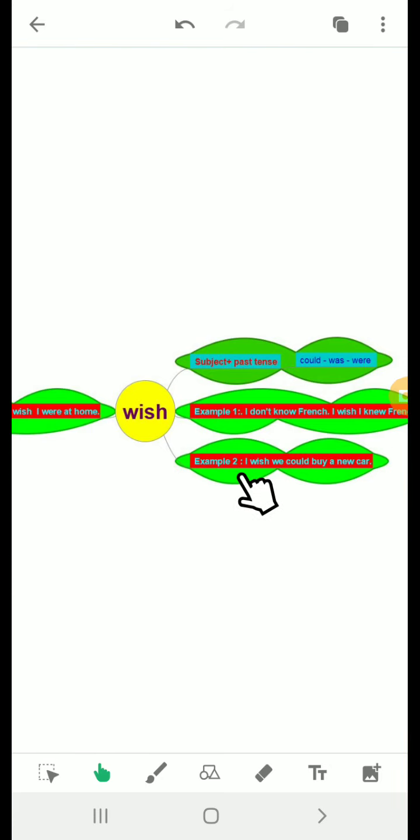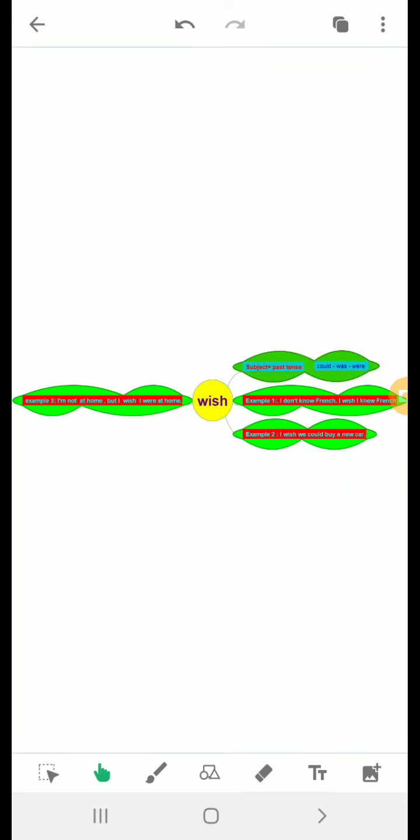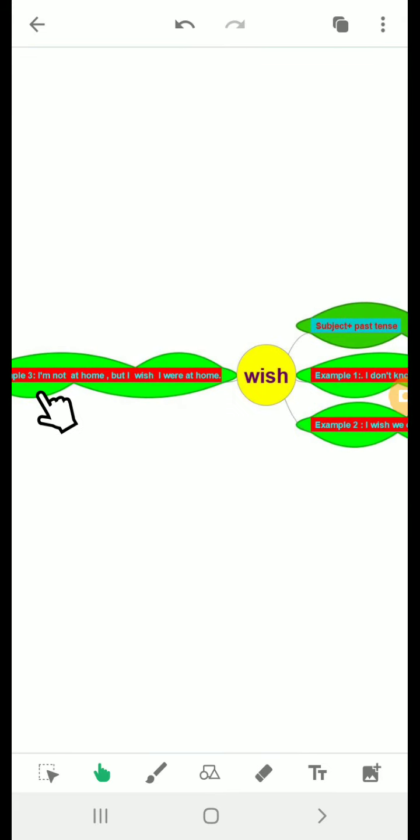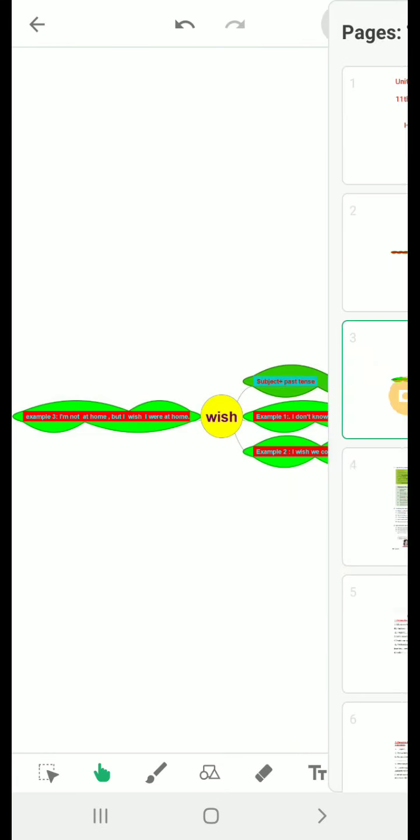Now example number 2, I wish we could buy a new car. I wish we, subject plus could plus infinitive, could buy. Now example number 3, I am not at home, but I wish I were at home. I wish I, subject, were, past simple, at home. I wish I were at home. This is the rule of hope and wish.